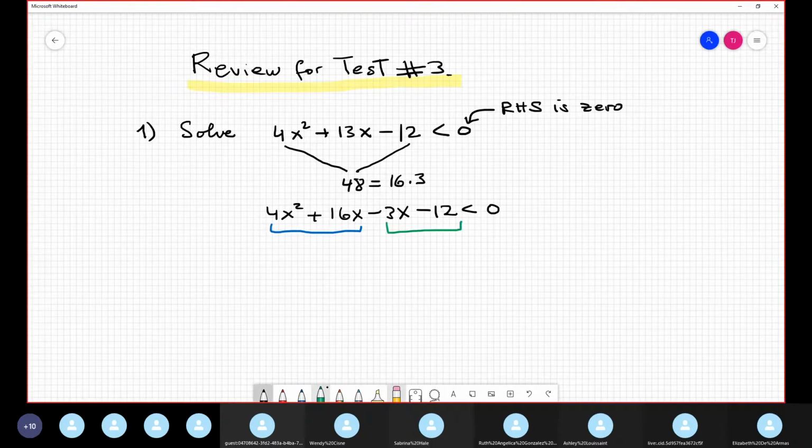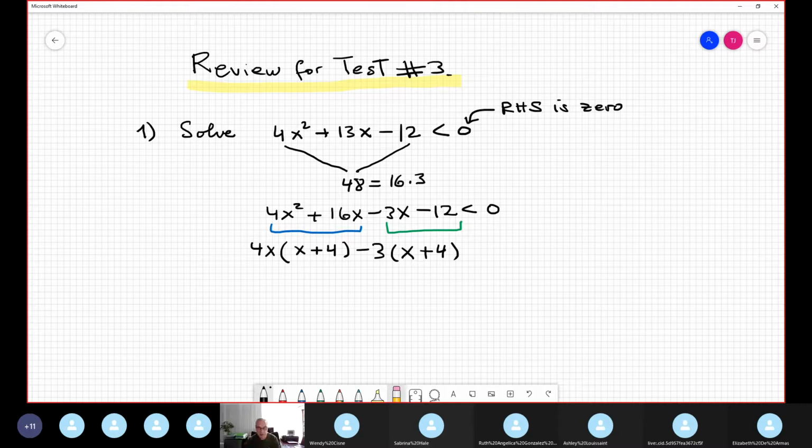GCF in the first couple is 4x, open parenthesis, x plus 4. GCF in the second is negative 3, x plus 4. Let me check the sign: negative times positive, negative; negative times positive, negative. Okay, good. Now I can see the factor x plus 4 again is a common factor.